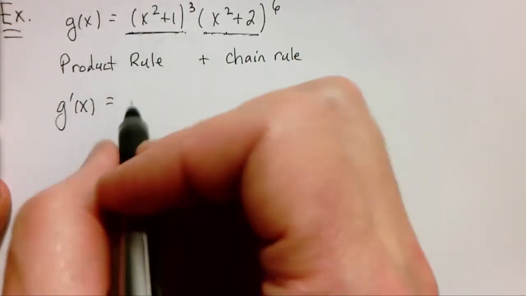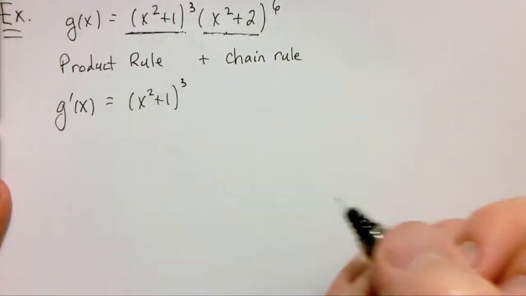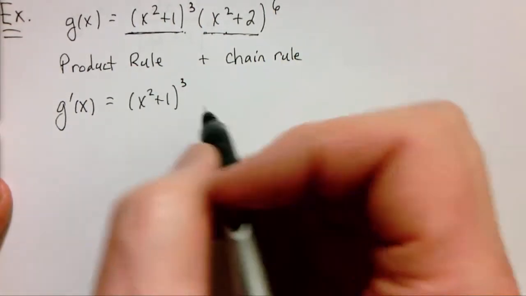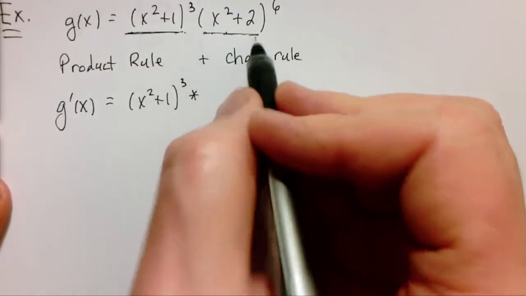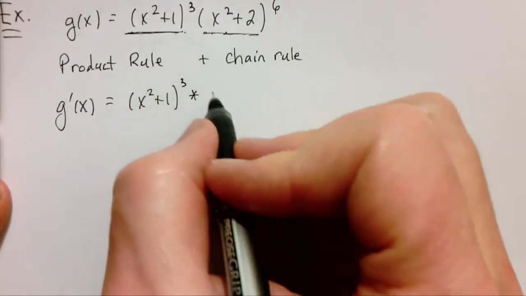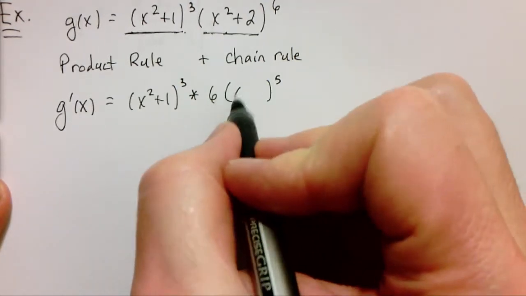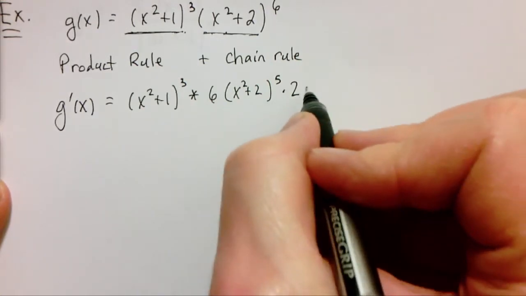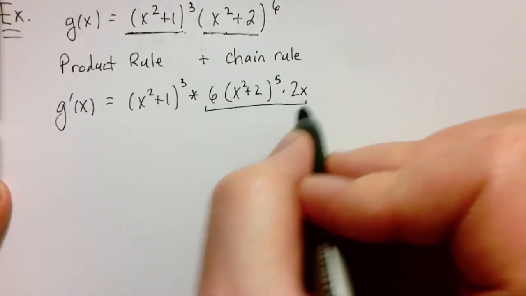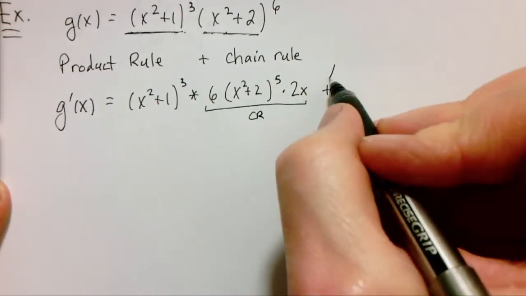So I'm going to leave this first term alone. I do nothing to it. I'm going to multiply by the derivative of the second term. All right, this is where my first chain rule comes in. So the derivative of something to the 6th power is 6 times that something to the 5th power. What is that something? X squared plus 2 times the derivative of the inside, 2x. So here's a chain rule. Plus, this plus here comes from the product rule.